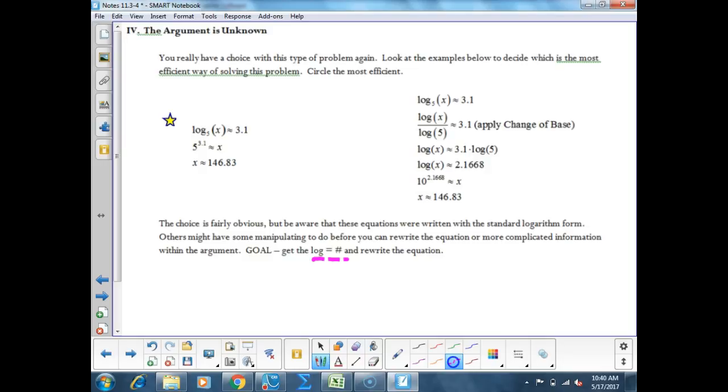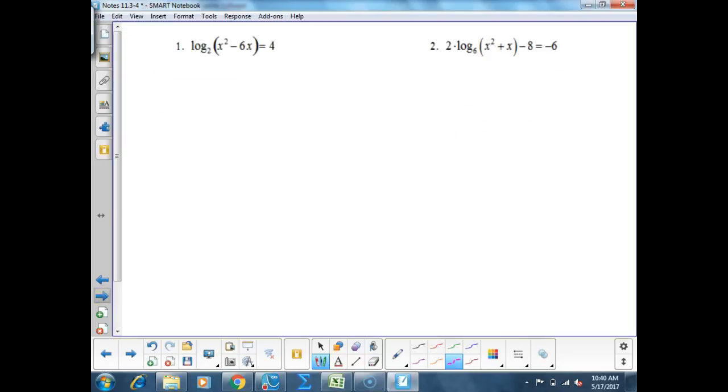Okay? Okay? Bryce, you probably want to wake up and pay attention to this now. Okay? So, first one, log base 2 of x squared minus 6x equals 4. Do I have the logarithmic term isolated? Yeah, there's nothing behind it, there's nothing in front of it, there's nothing below it, there's nothing above it. Okay? So the log term is isolated. So I've got log equals number, which is what I want. So now what do I do?